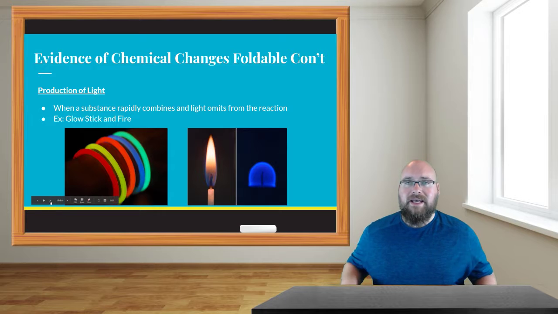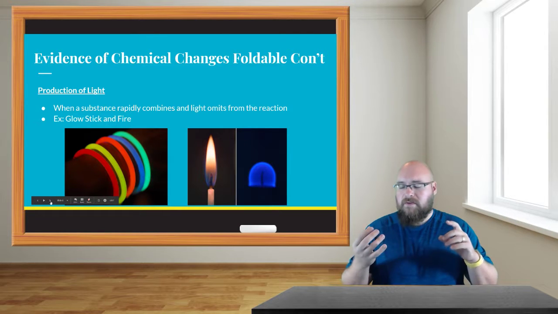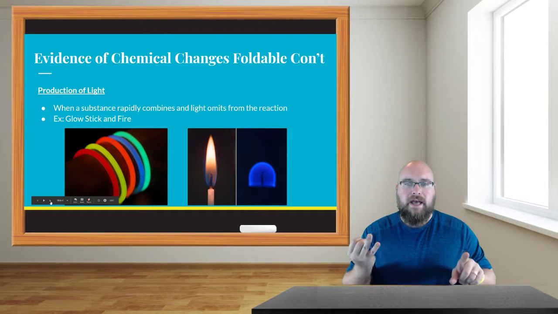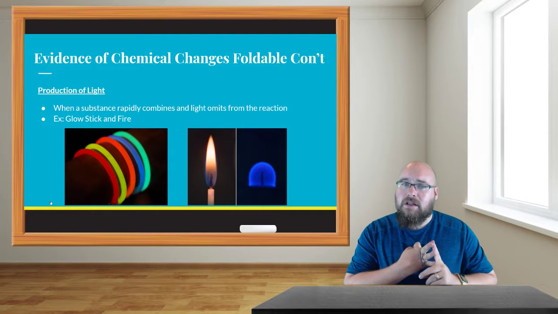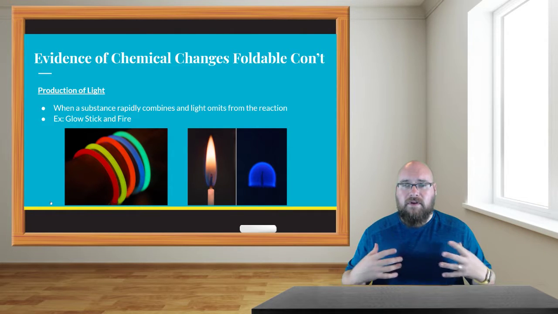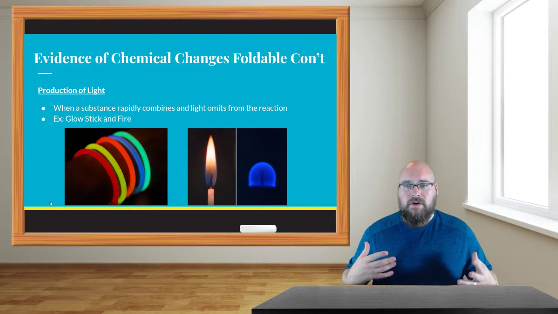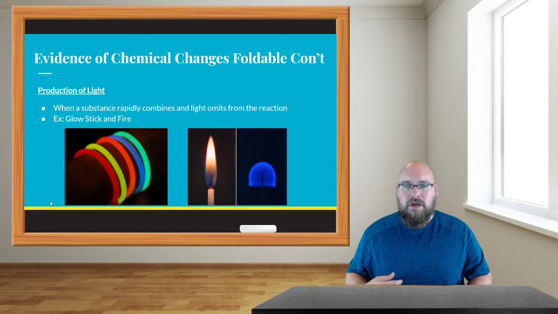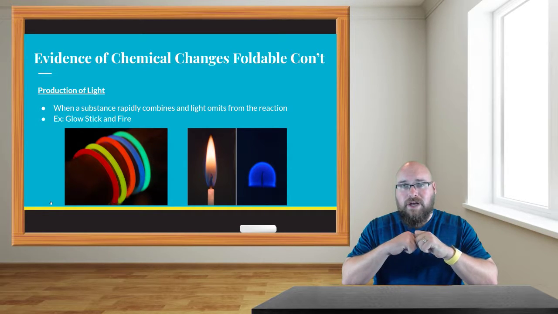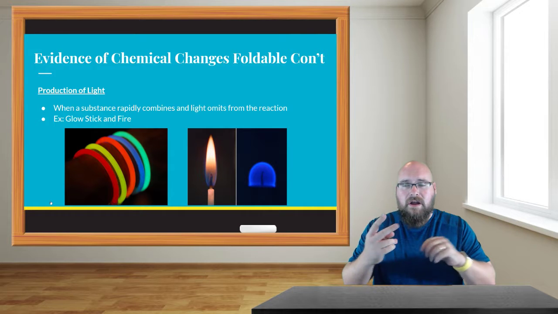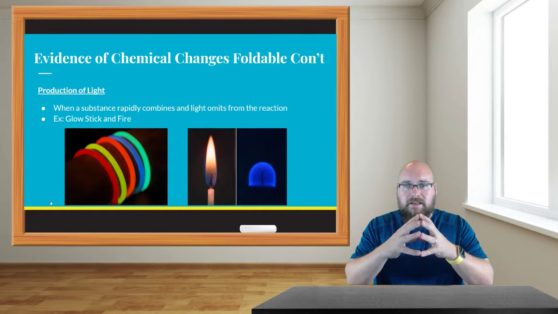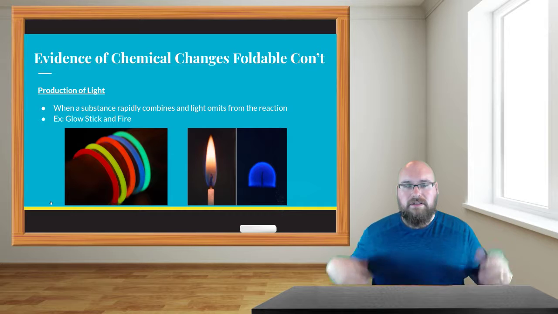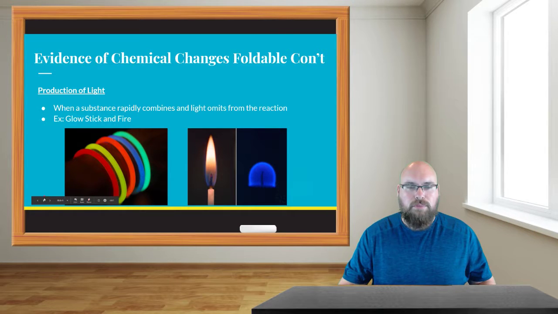Alright, the next one, these are a lot more fun. Anytime we get light, whether I strike a match, light a candle, or break a glow stick, both of these give off light once you have started. When the reaction's happening, we get fire, and that light and heat from the fire indicates a chemical change. With glow sticks, if you break it, you're allowing two chemicals to mix together, and when they do that, they create these nice colors and this bright light that you can then play with.